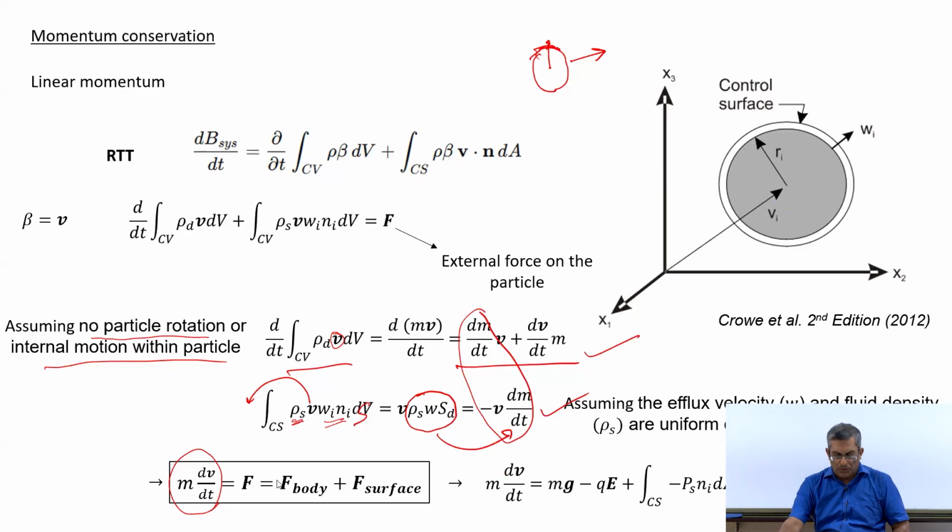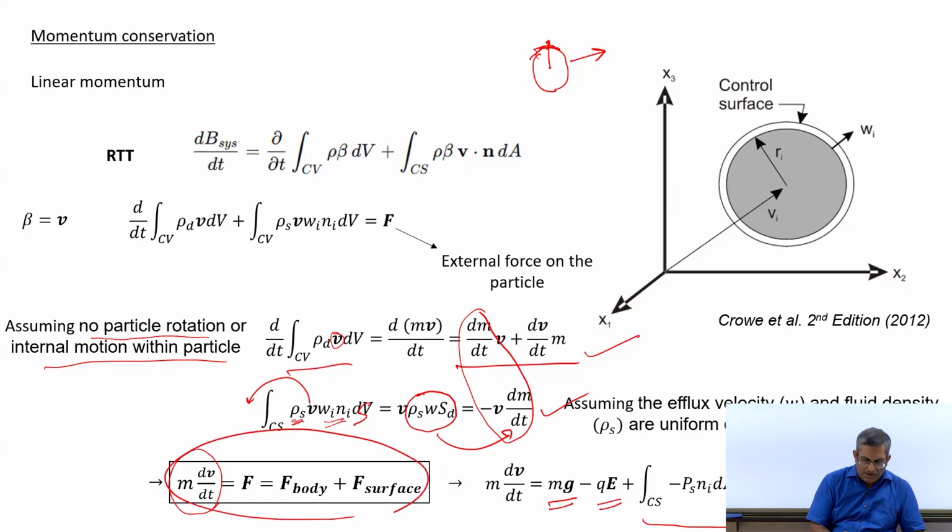The body force can be due to gravity or, let us say, if you put the particle in some electric field, then also you can have a body force. And then the surface force, we have this due to pressure and due to the shear stress, as we have done in the case of the fluid flow equation. But at this moment what is important is to realize that this is the final linear momentum equation that we derive from the Reynolds transport theorem.